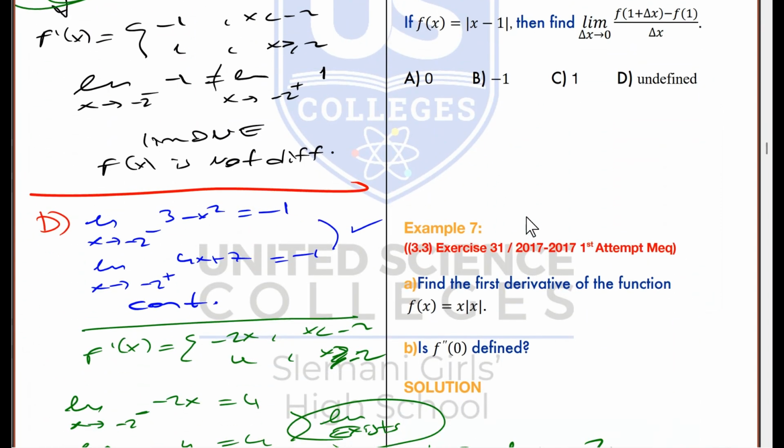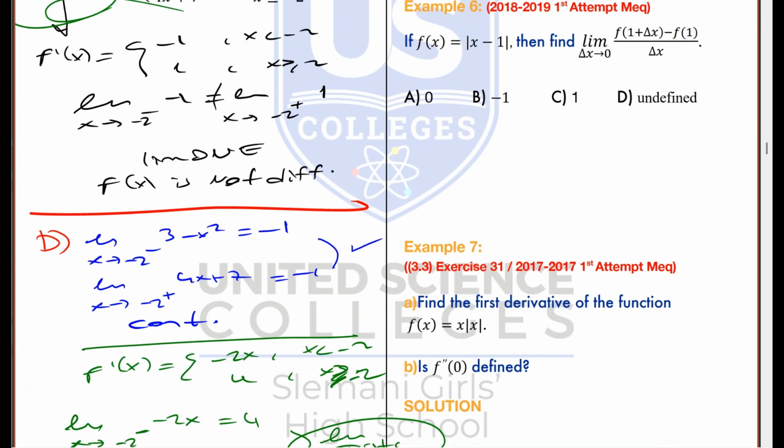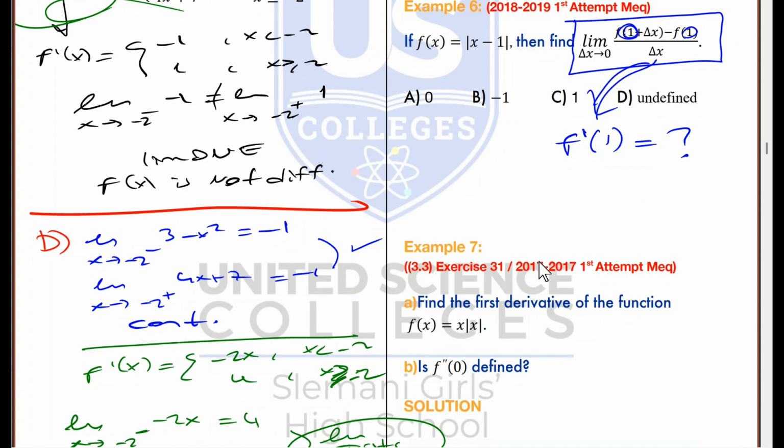Okay, the next one. Here, this involves differentiability and the definition of derivative, the limit form that we studied in the previous lesson. So what does that limit form mean? That limit form indicates the derivative of the function at what? At c, which is 1, right? So this is about f prime of 1. It's actually asking about the derivative of the function at 1.